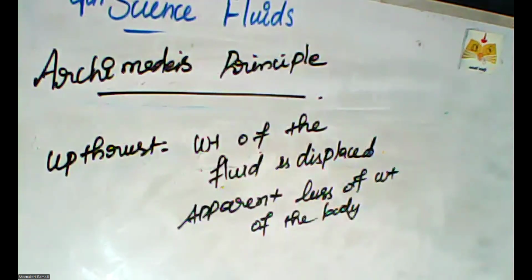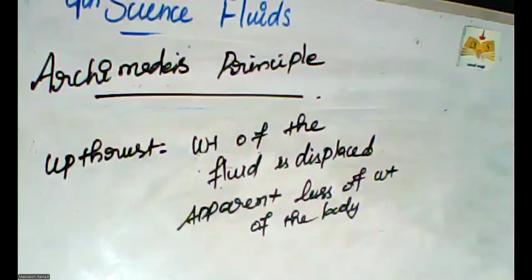The apparent weight of an object is the true weight of the object minus the upthrust, that is, the weight of the water displaced. Apparent weight means the true weight of the object, as weighed in air, minus the upthrust, which is the weight of the water displaced. This is Archimedes principle.